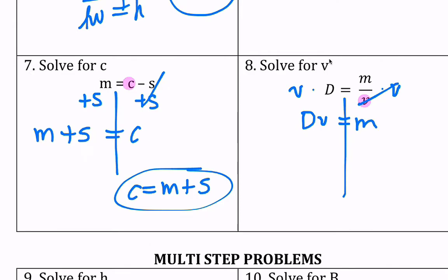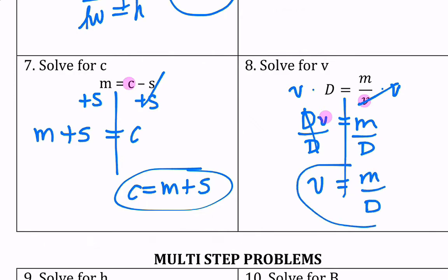I am not done yet because remember we are trying to get v by itself. And if I look on the side that has the v, I need to get rid of this variable d. Since they are touching, I know that means multiply, so the opposite of multiply is divide. So I'm going to divide both sides by d. The d on top cancels the d on bottom, so v drops down. And on the other side, my m divided by d will drop. It's already properly written.